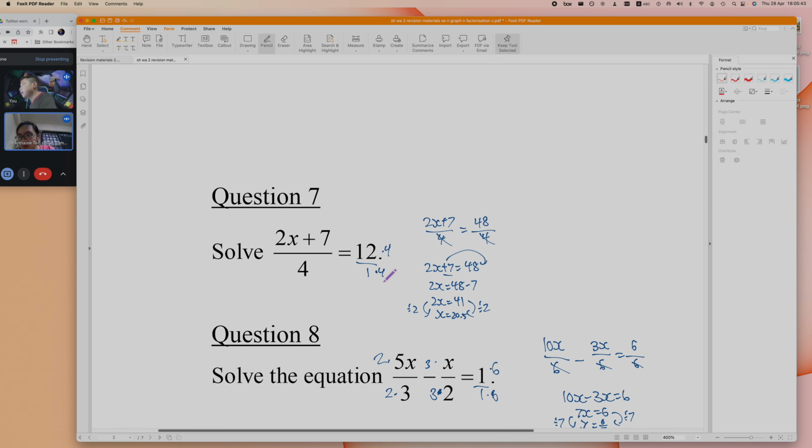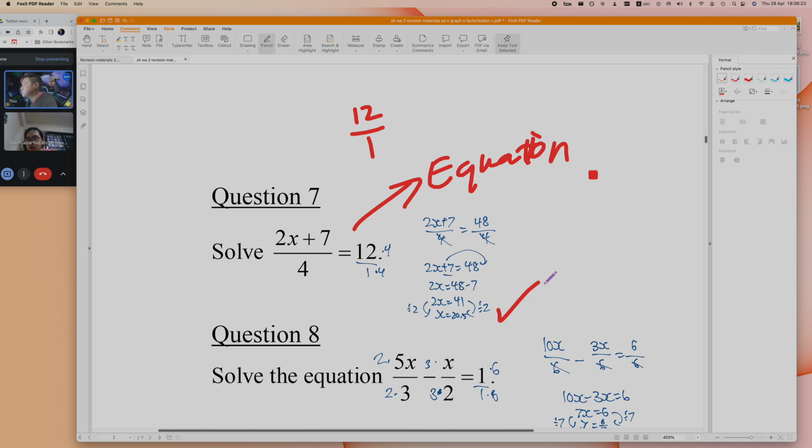So this one, yes. Whenever you have a 12, you make it 12 over 1 first. Like when you have a whole number, you get it into a fraction format. Why? So that you can times the 4, then you can delete the denominator, right? Why can you delete the denominator here? Equation. Correct. So tomorrow, remember, equation you can, expression you cannot. So once you get this, move over, divide by 2, 41. Very good.